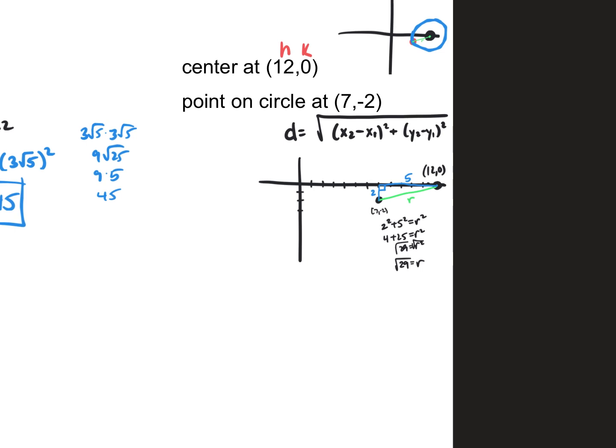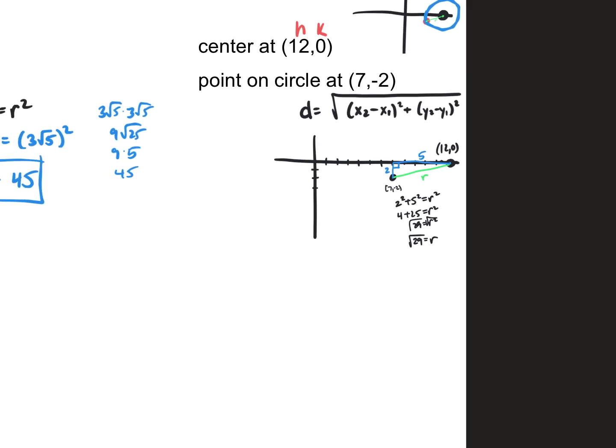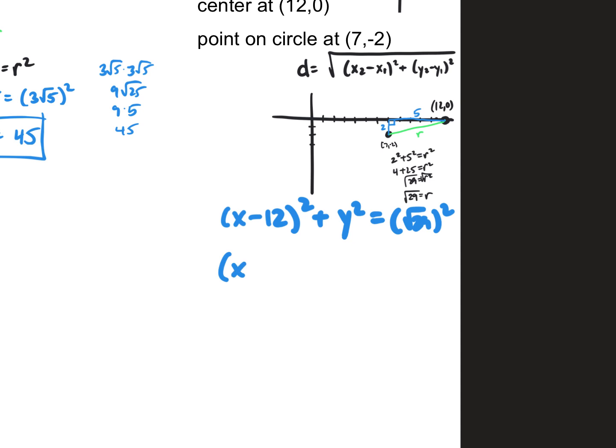And it doesn't have to be perfectly worked out as far as a whole number, but now you can fill in the equation. X minus h was 12, quantity squared, plus, when k is 0, you don't need to write y minus 0 quantity squared. It could just be y squared. And then if I'm squaring this radius of square root of 29 squared, all that's going to do is square the square root on that 29 away. So it's just going to be 29.